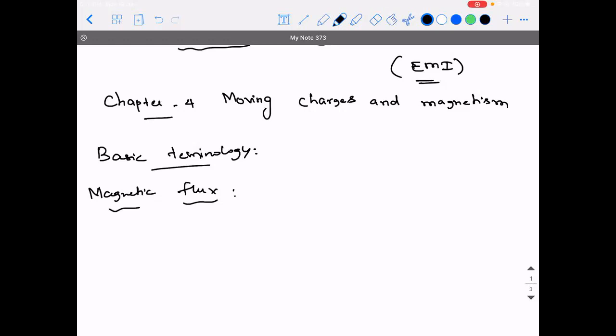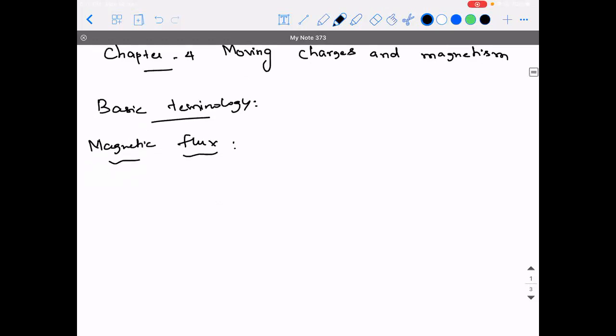Then what do you think magnetic flux is going to be? The number of magnetic field lines passing through some area perpendicular to it. Please write it down. The number of magnetic field lines passing through a given area normal to it is what we call magnetic flux. The symbol used for magnetic flux is also phi, but we will use a small suffix here, which we call phi b.